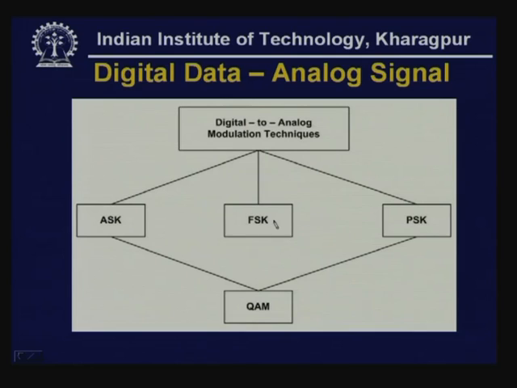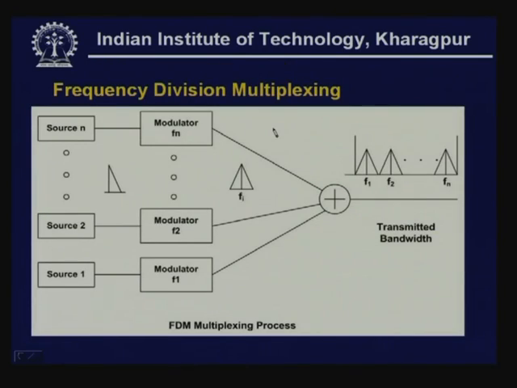Similarly, when the signal is digital, then we have to make use of amplitude shift keying, frequency shift keying or phase shift keying. And as we know, amplitude shift keying and phase shift keying can be combined to form quadrature amplitude modulation, QAM. So, these are used whenever the data is digital and we would like to convert it into an analog signal, which has to be done whenever we want to do frequency division multiplexing. Let us see how it is being done.